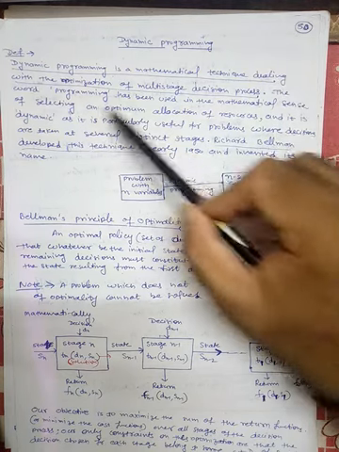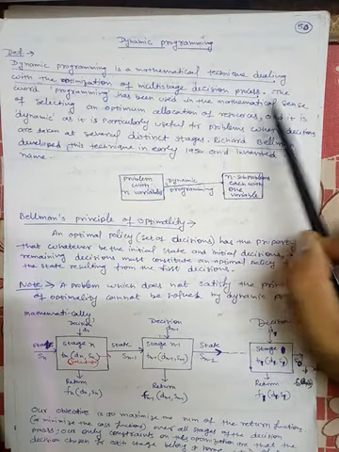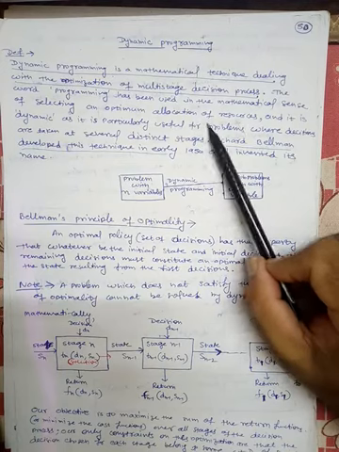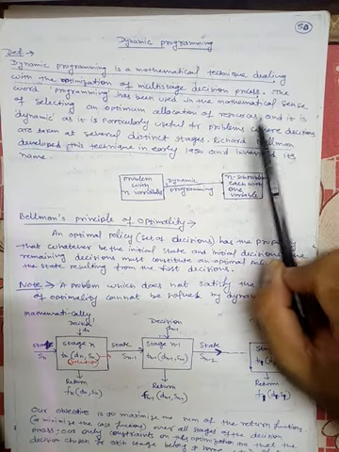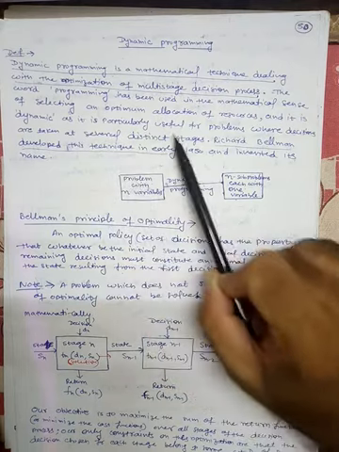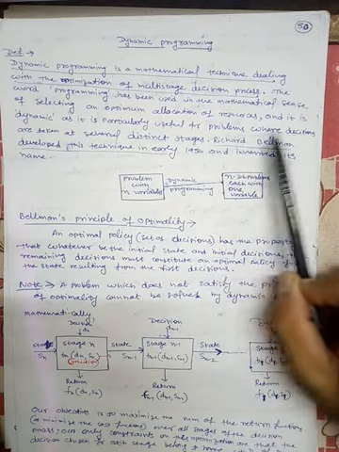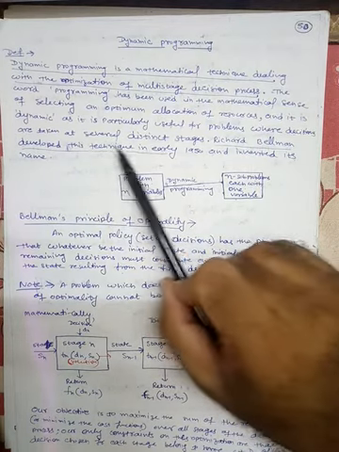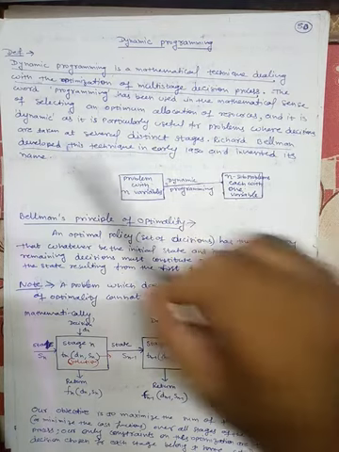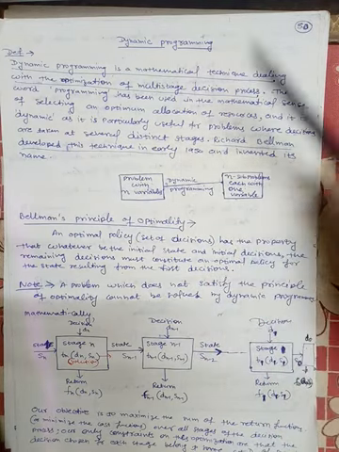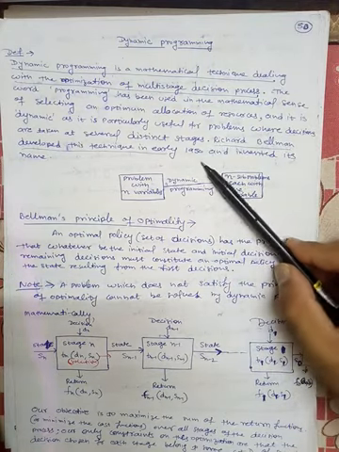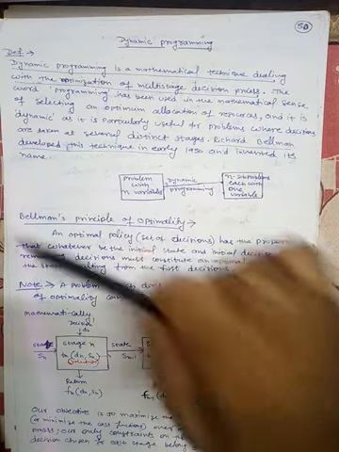The word programming has been used in the mathematical sense of selecting an optimum allocation of resources, and it is dynamic as it is particularly useful for problems where decisions are taken at several distinct stages. So this process is basically a dynamic procedure. Fine. Richard Bellman developed this technique in the early 1950s and invented its name.